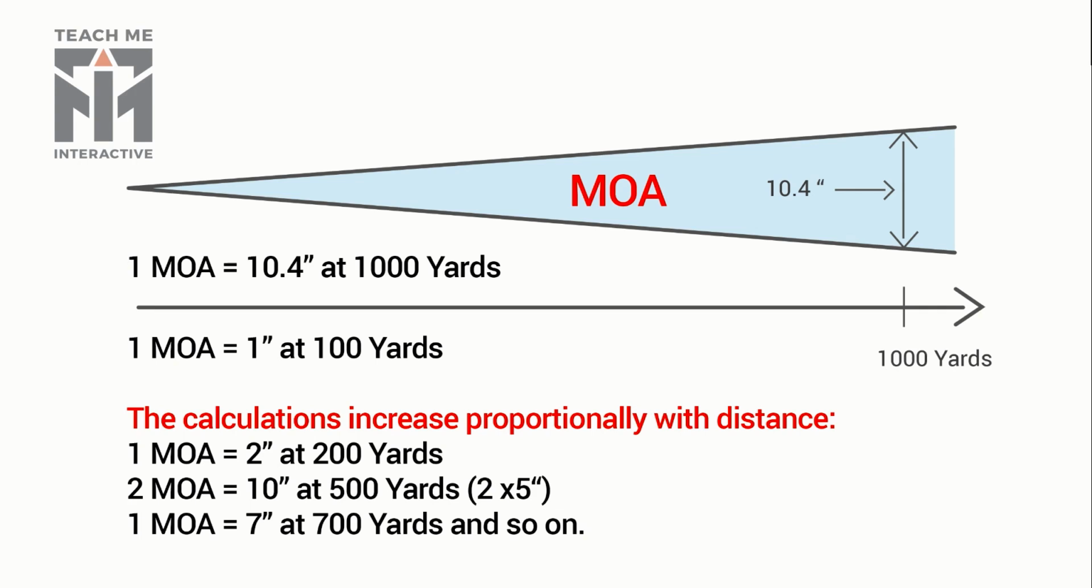The great thing about the angular system, as we can see, is when we do calculations, they increase proportionally with distance. That means that we can say 1 MOA is 2 inches at 200 yards, or 2 MOA is 10 inches at 500 yards, because it's 2 times 5 inches, because it's proportional. 1 inch equals 1 MOA.